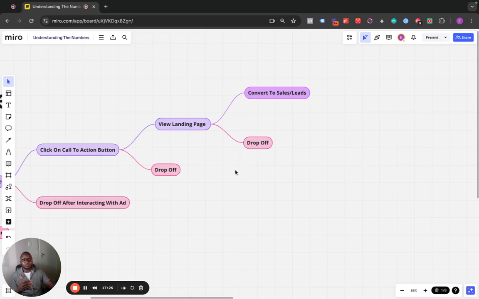In the next video, we're going to be looking at whether to use a landing page or to use a lead form, but this should give you a generally rough idea of what that user journey looks like.